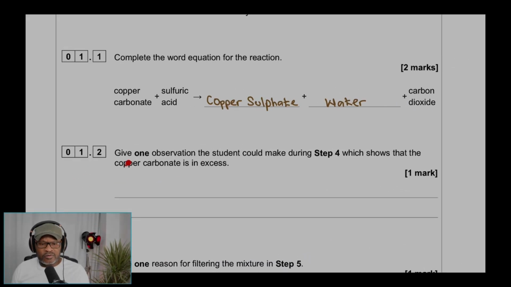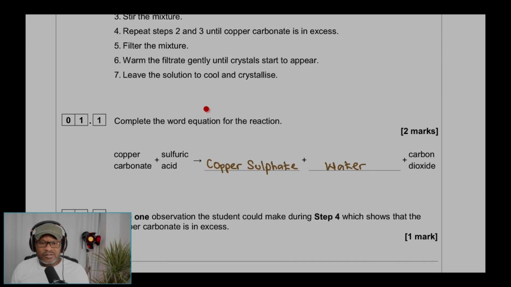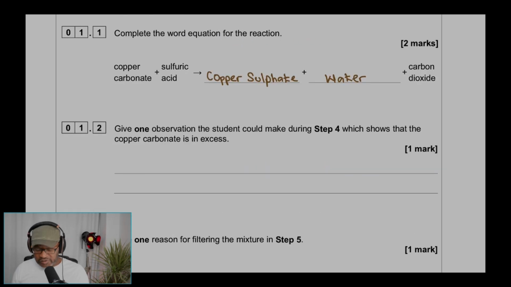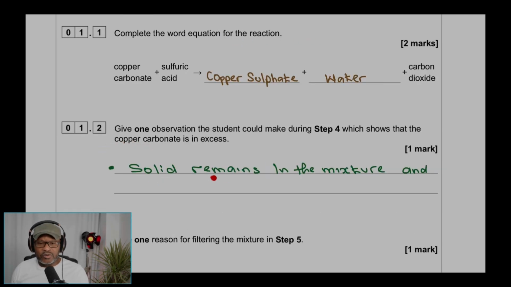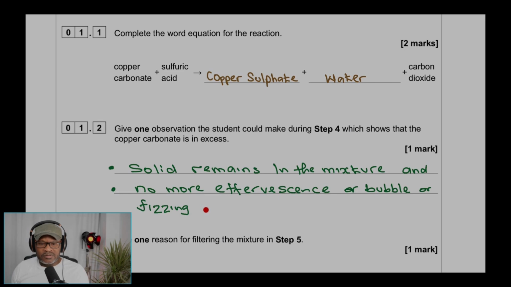Question 1.2. Give one observation the student could make during step 4, which shows that the copper carbonate is in excess. Step 4 was to repeat steps 2 and 3 until copper carbonate is in excess. Well, for this 1.2, a solid will remain in the mixture and no more effervescence or bubbling or fizzing occurs, since all the sulfuric acid would have been used up, and the solid remaining will be the copper carbonate.